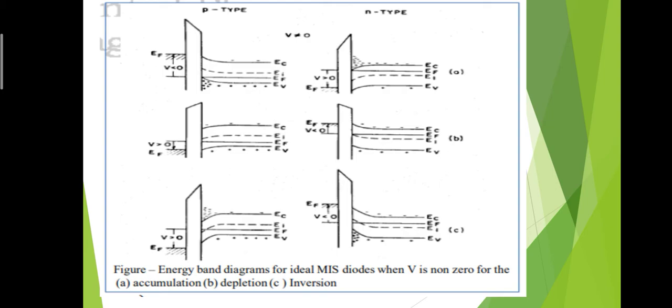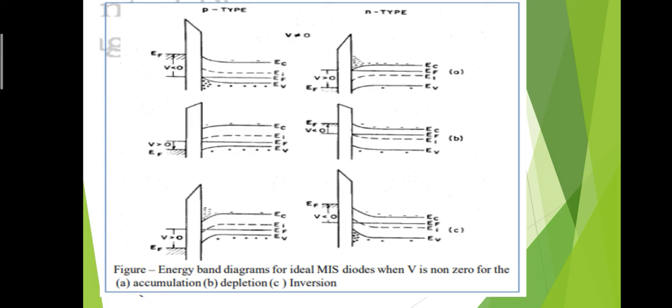This is the energy band diagram for ideal MIS diodes when V is non-zero for the accumulation, depletion and inversion stages. In the accumulation, depletion and inversion stages, we apply a negative voltage in the accumulation state, some positive voltage in the depletion state, and some larger positive voltage than in the depletion stage, that is in the inversion stage. So what happens when we apply all these voltages? This is the energy band diagram for that.